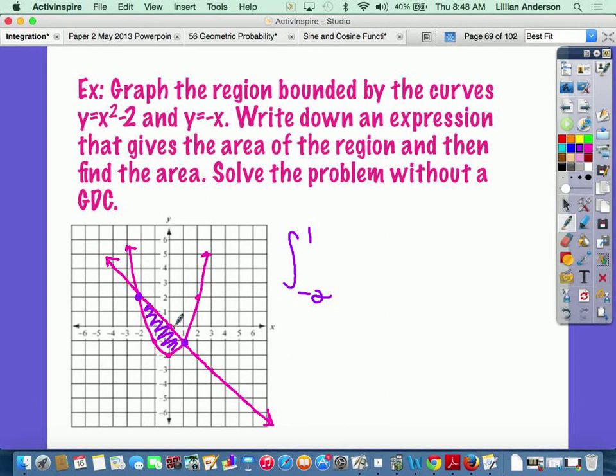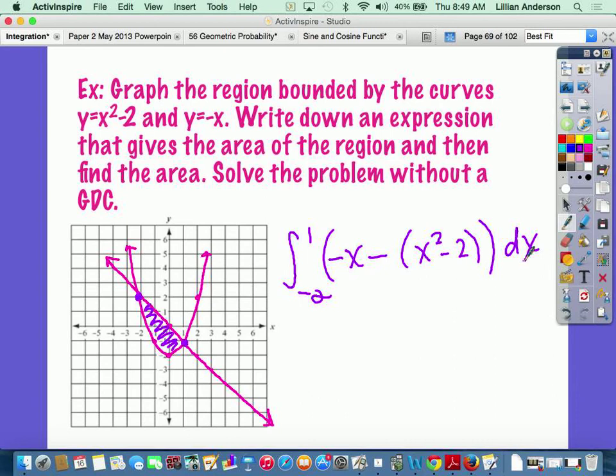And then we have to do y2 minus y1. What's the curve on the top? y equals -x. So -x goes in for my y1 because that's the curve on the top. And then I subtract from it the curve on the bottom, which is x squared minus 2. You want to be careful because I'm subtracting that entire function, so that's why I put it in parentheses, because you have to remember to distribute that negative.